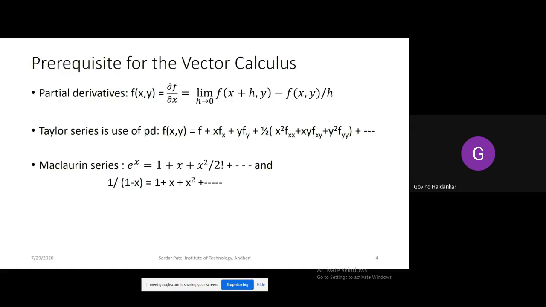Because it is with respect to x, the only variable which is changing is x in f of x. The second important tool is the Taylor series, which is also required. And the Taylor series is actually a use of the partial derivative. Using the partial derivative, the Taylor series is defined. So here one equation is written as f of x comma y.